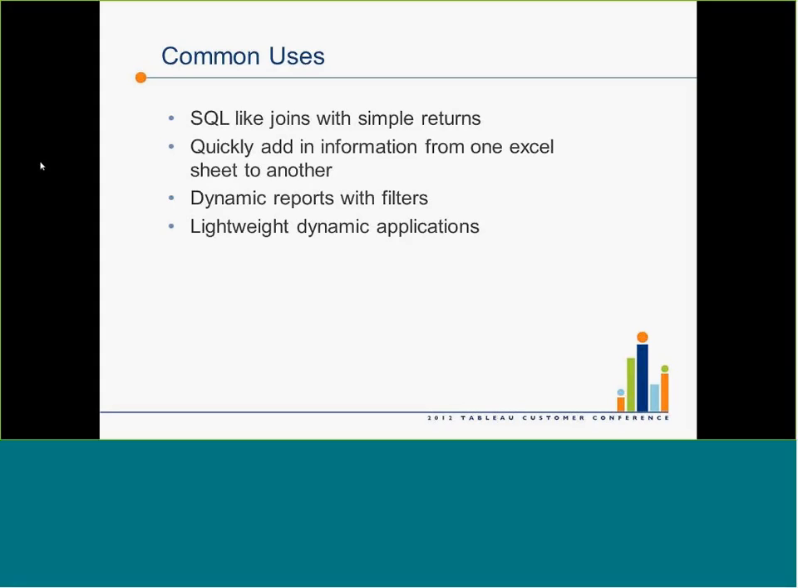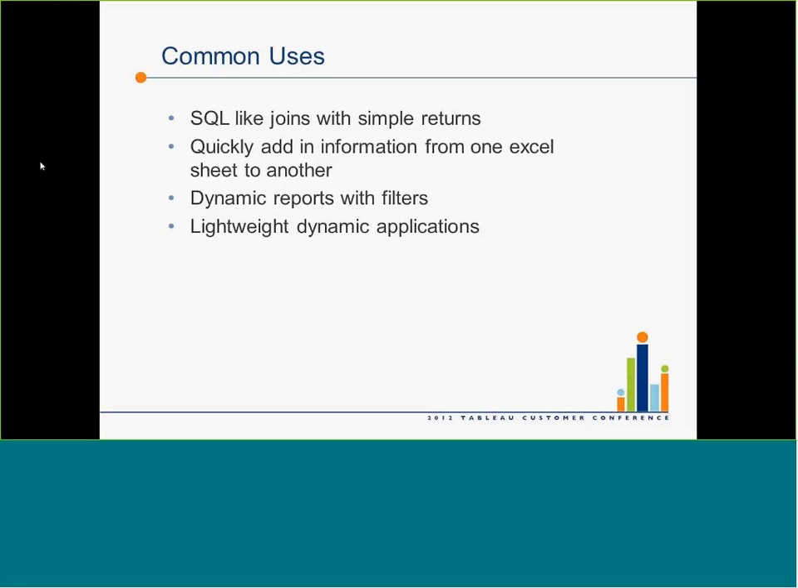So let's talk a little bit more about the common uses of our VLOOKUP function. This allows us to have SQL-like or SQL-esque joins that return simple results between worksheets in Excel. We can quickly add in information from one Excel sheet to another. So if I had a series of orders and I wanted to pull who the managing director was for that region, if I had that information in my regions table, I could simply do a quick little VLOOKUP on my regions table, where the return type is the managing director, and then get that information in my additional table.